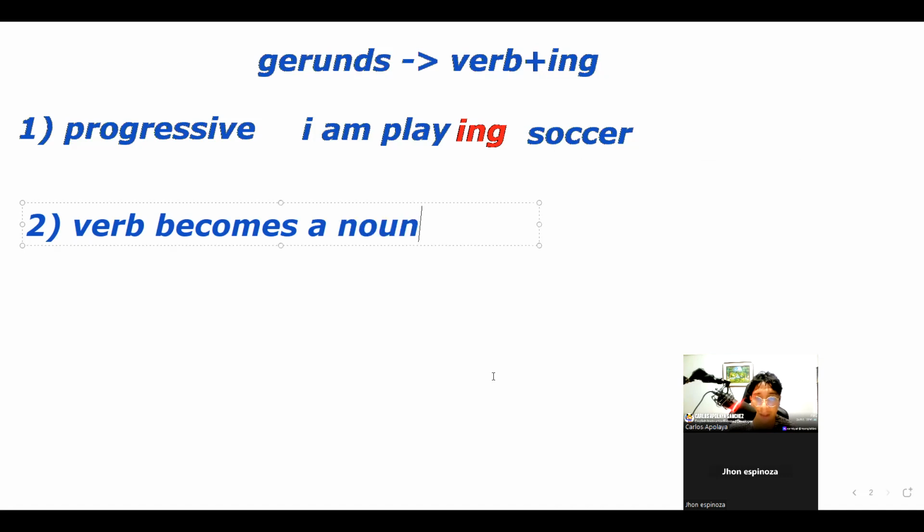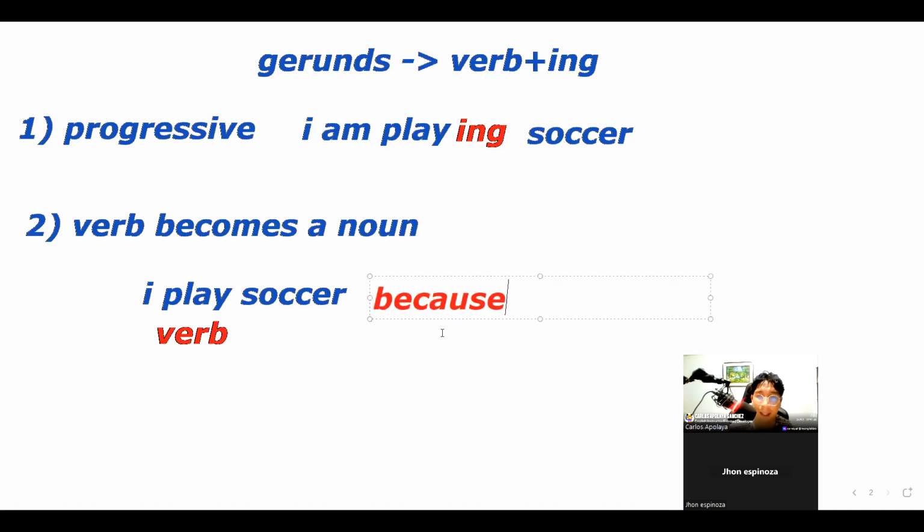When the verb becomes a noun. How is that possible? For example, you say, I play soccer. My question: play, is it a verb or is it a noun? No, it's a verb. Es verbo. Yo juego fútbol. I play soccer. But look at this.